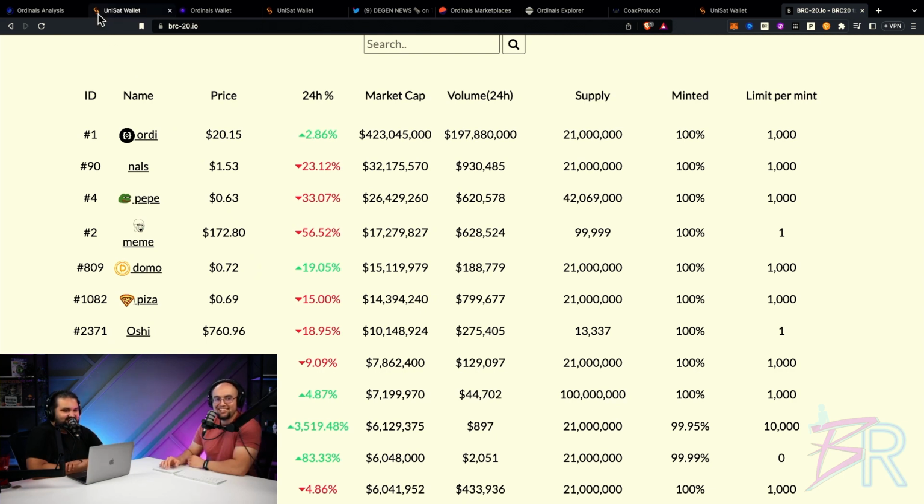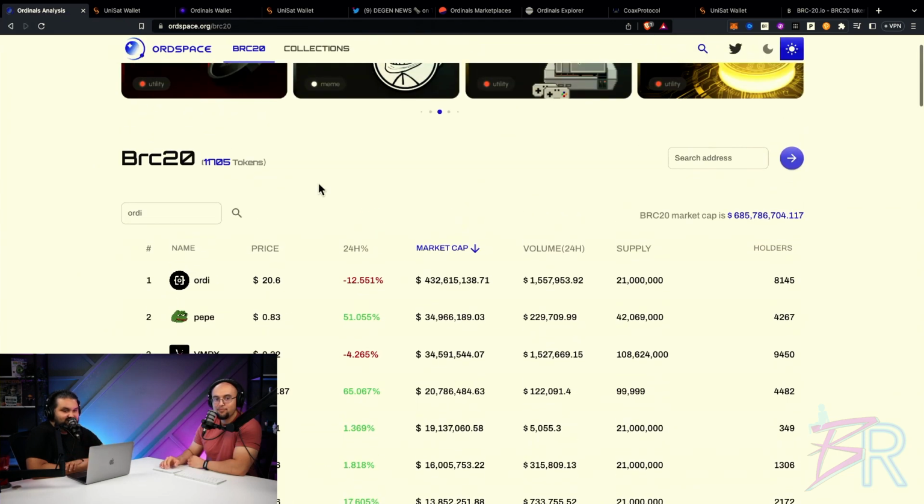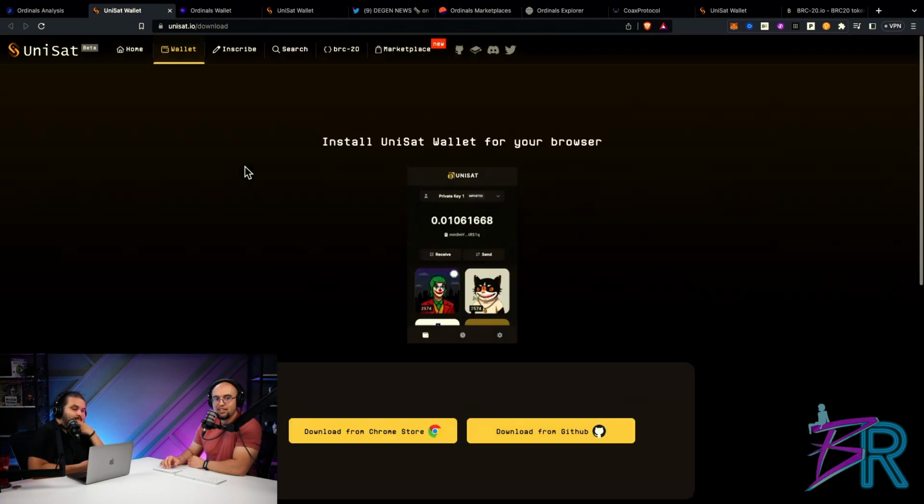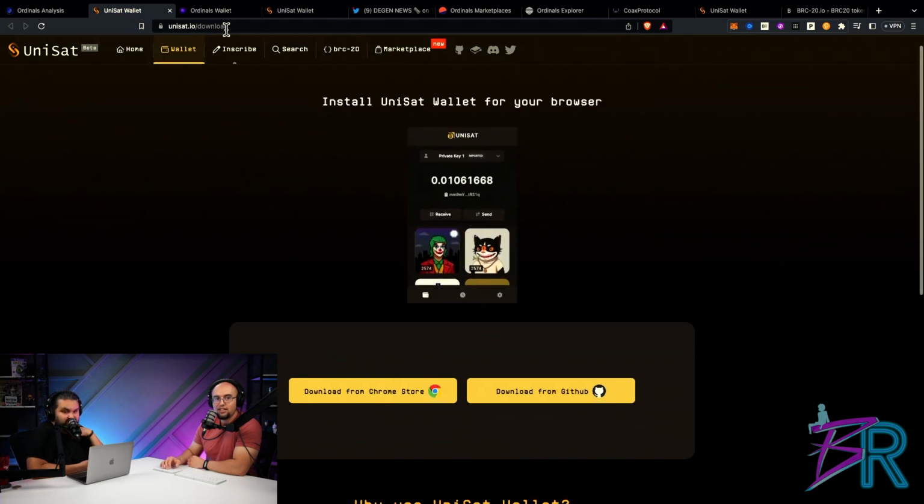Okay, so this is it. These are your two options as far as getting a grasp on what the market is doing, the market activity. Next is the Unisat wallet. So you need a wallet, right? You need to send Bitcoin to a wallet that interacts with a marketplace like Unisat, for example. Because Unisat has the biggest marketplace, it makes the most sense to download this wallet, since it's directly integrated into that process.